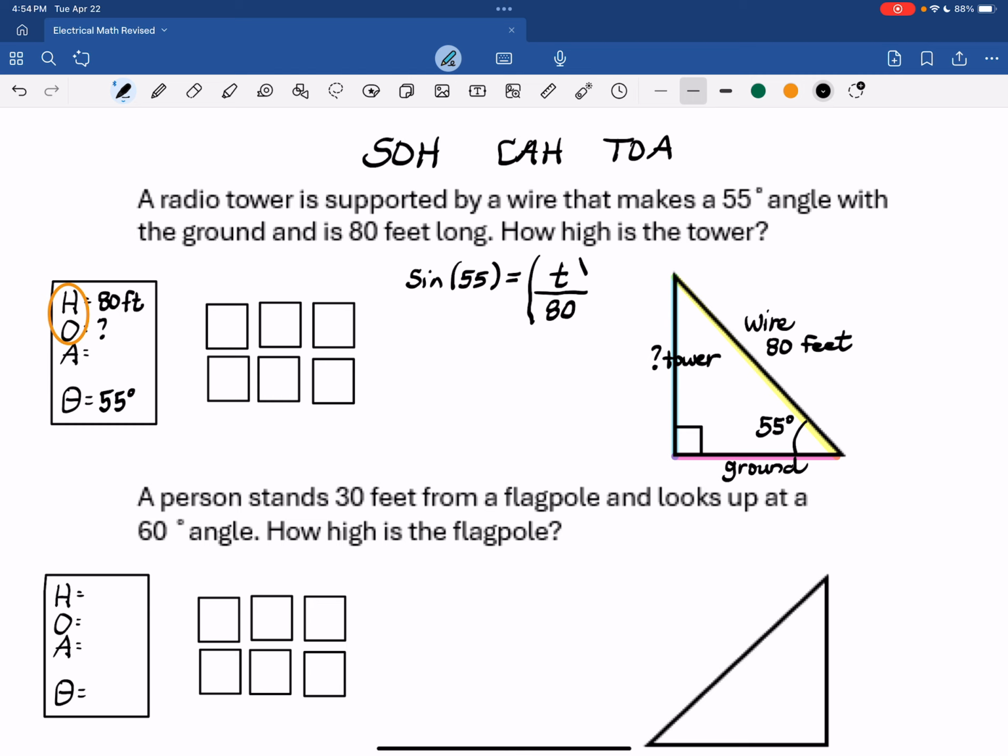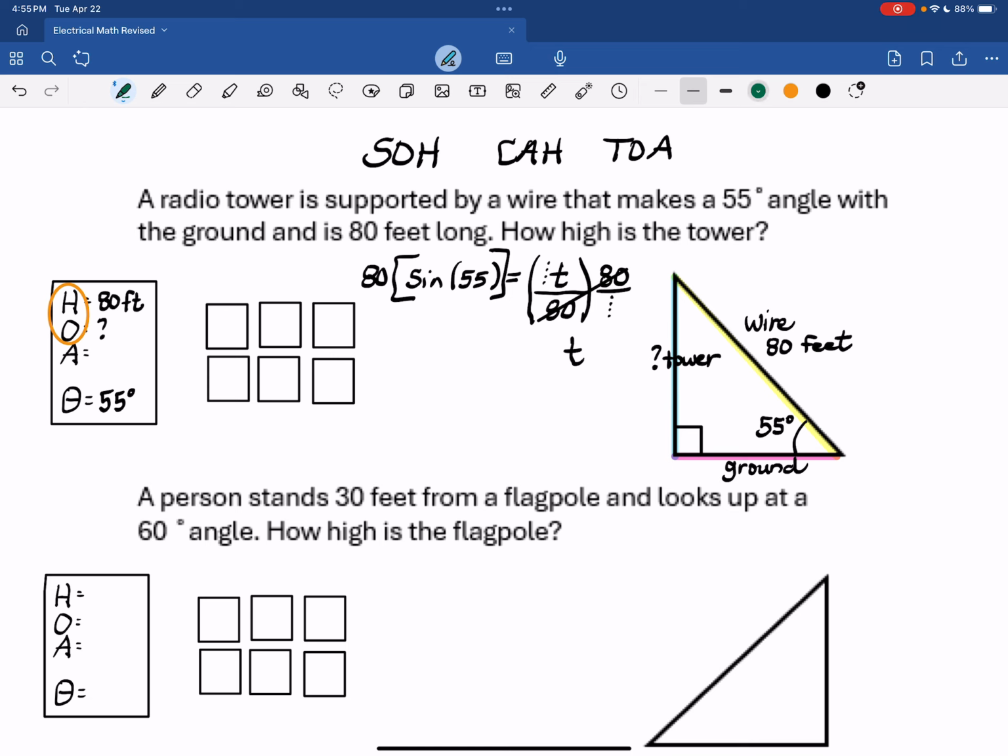I want to get rid of that 80, so I'm going to use its reciprocal. Remember, a reciprocal will allow you to cancel fractions. And if I do it to one side, I must do it to the other side. So I will also have to multiply this side by 80. So this will cancel. That's what we wanted. And we're left with T, the tower, being 80 times the sine of 55.